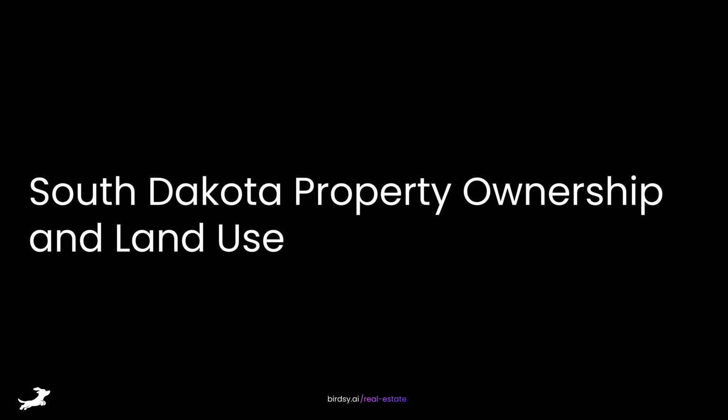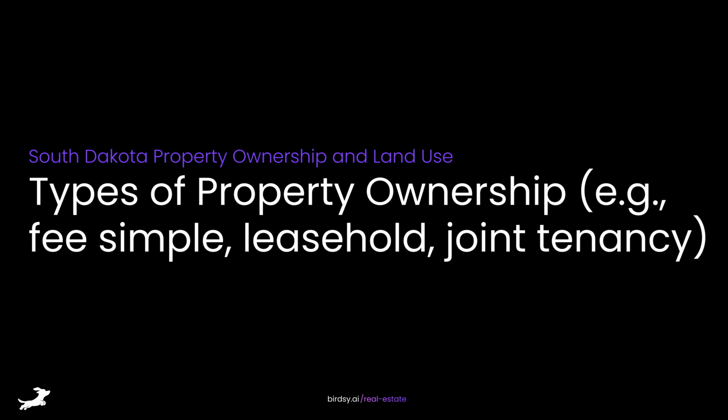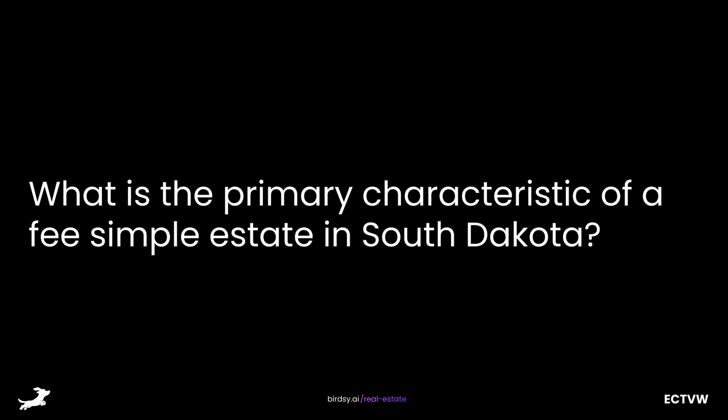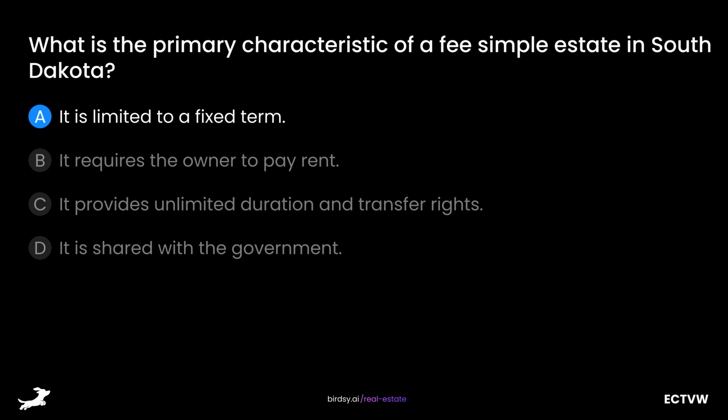Now, let's look at South Dakota property ownership and land use. Types of property ownership, e.g., fee simple, leasehold, joint tenancy. What is the primary characteristic of a fee simple estate in South Dakota? Is it A, it is limited to a fixed term, B, it requires the owner to pay rent, C, it provides unlimited duration and transfer rights, or D, it is shared with the government? The answer is C, it provides unlimited duration and transfer rights.